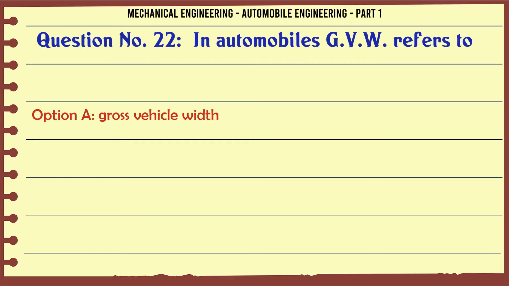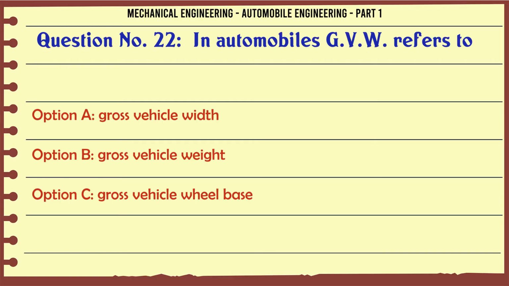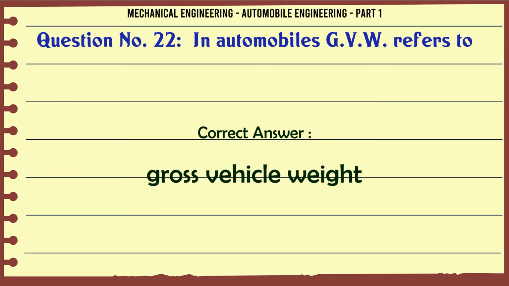In automobiles, GVW refers to A. gross vehicle width, B. gross vehicle weight, C. gross vehicle wheelbase, D. gross vehicle wheel track. The correct answer is gross vehicle weight.